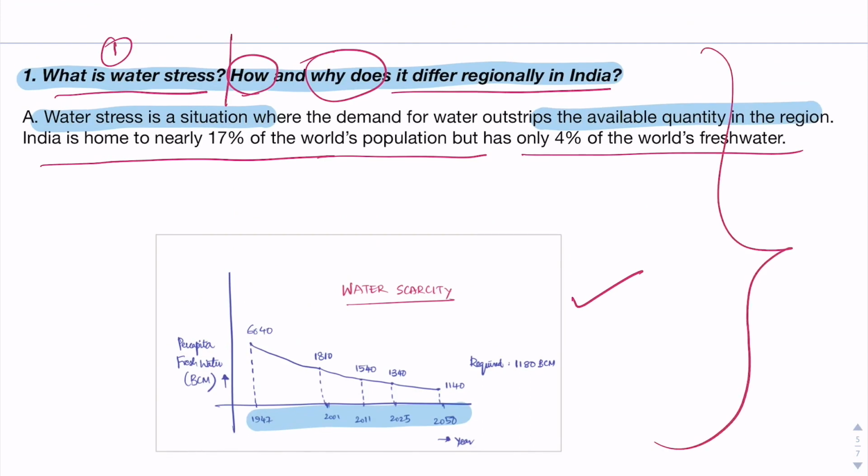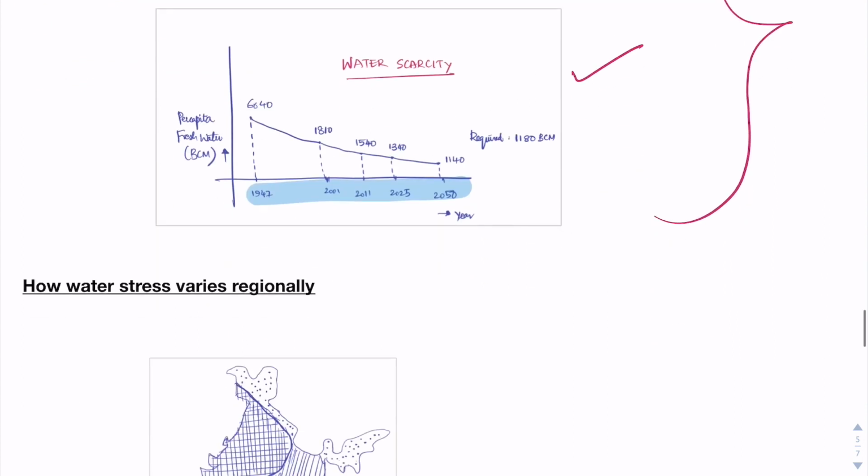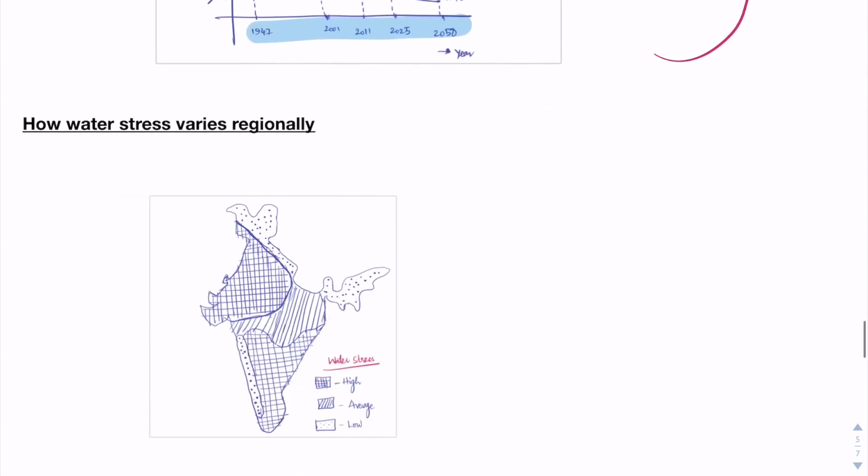You have added certain value to the question that is asked instead of writing vague opinionated statements. Next, you discuss how water stress varies regionally. Here you draw an India map broadly delineating areas with high, medium and low water stress. Now these need not be absolutely perfect, but a broad categorization would do just fine.